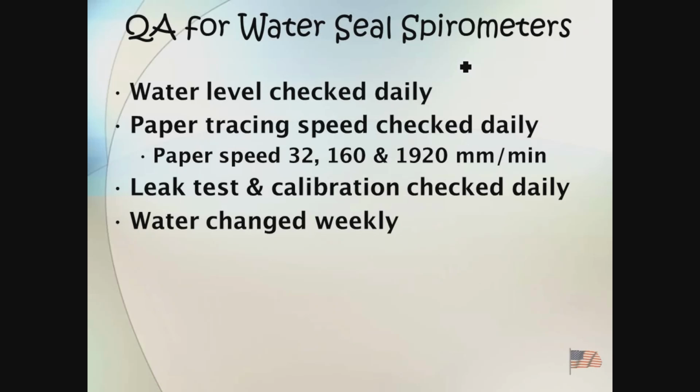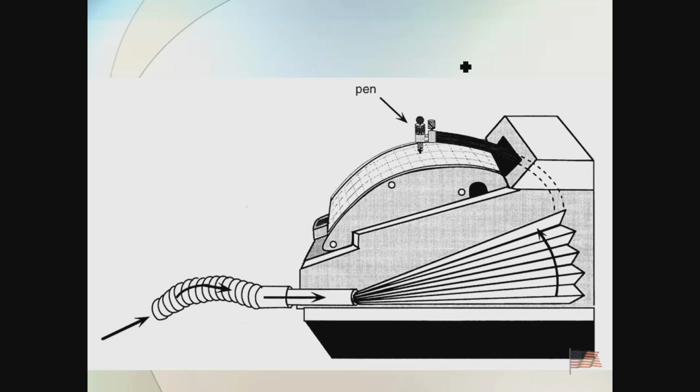So with those water seals, again, we want to check the water level. We want to make sure the speed of that drum turning is appropriate. And they should be calibrated daily and the water changed weekly for that matter. This is a wedge spirometer, kind of a similar idea, measuring volume directly. As the patient exhales, they change the size of this accordion on the inside, which then changes the position of the pen on the paper, and measuring a volume time curve on that device.